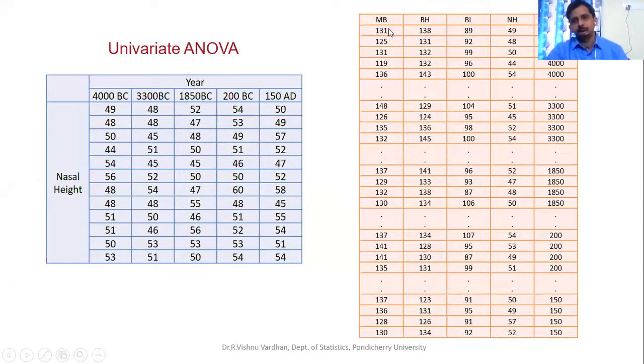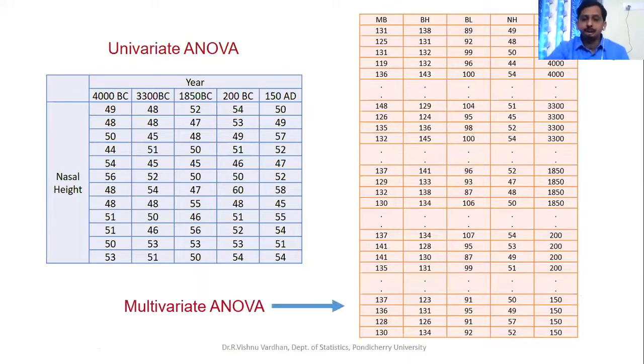So each skull has a profile. Profile is nothing but a set of measurements pertaining to one particular individual who belongs to this 4000 BCE. Okay, so each row is named as a profile. Each row is named as a profile. So this kind of structure, where you have multiple characteristics to be handled at a time, where we have to compare all these variables across different years of time, such a technique is called multivariate analysis of variance. So here the covariance structures do come.